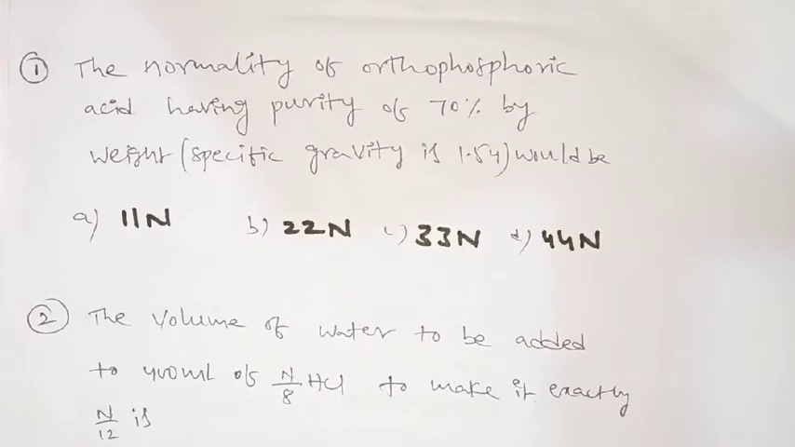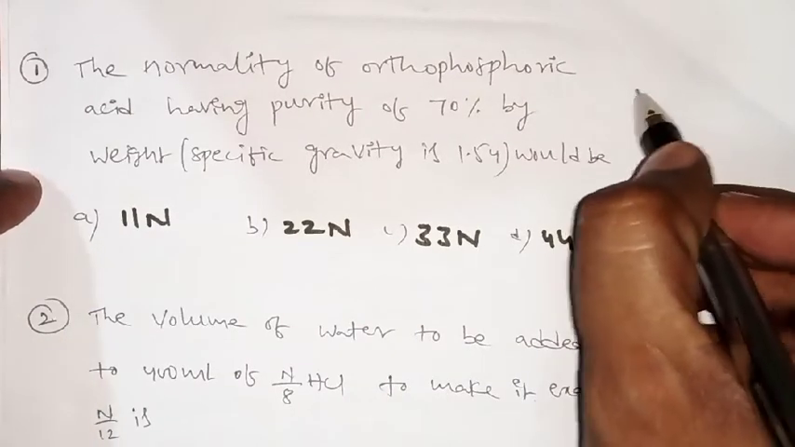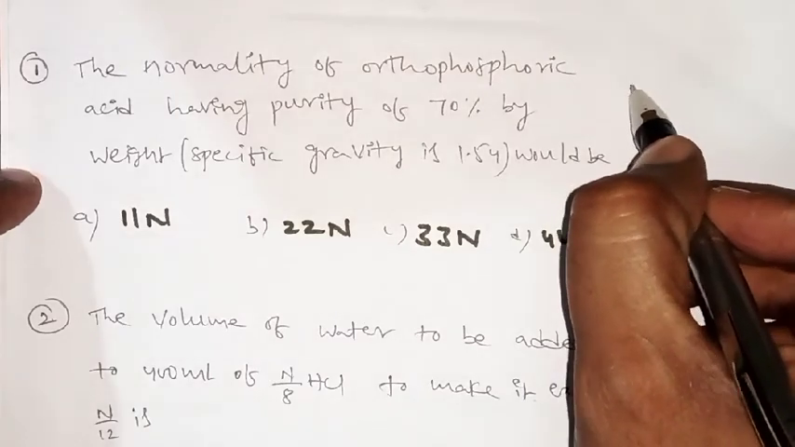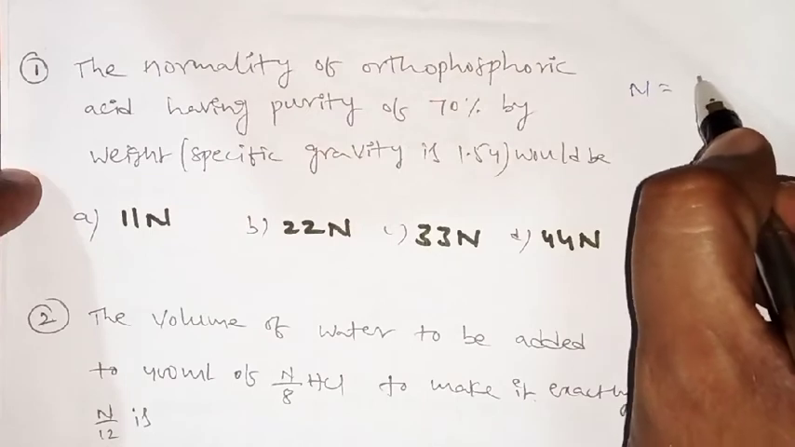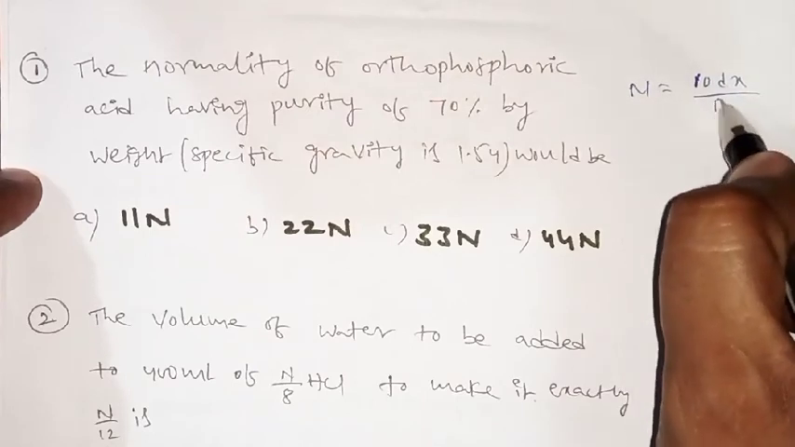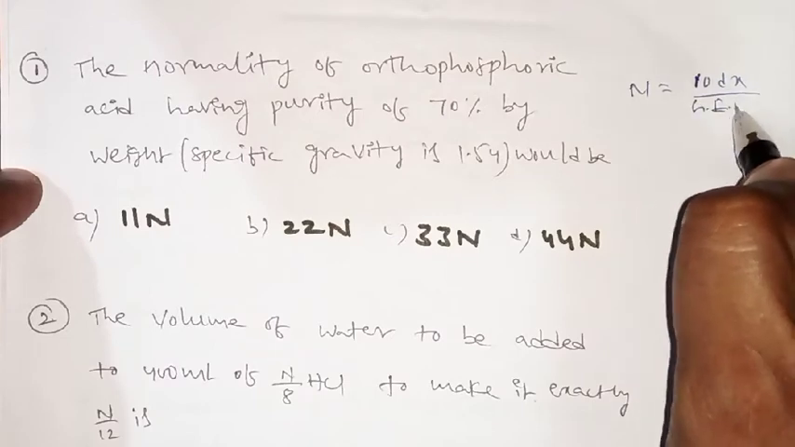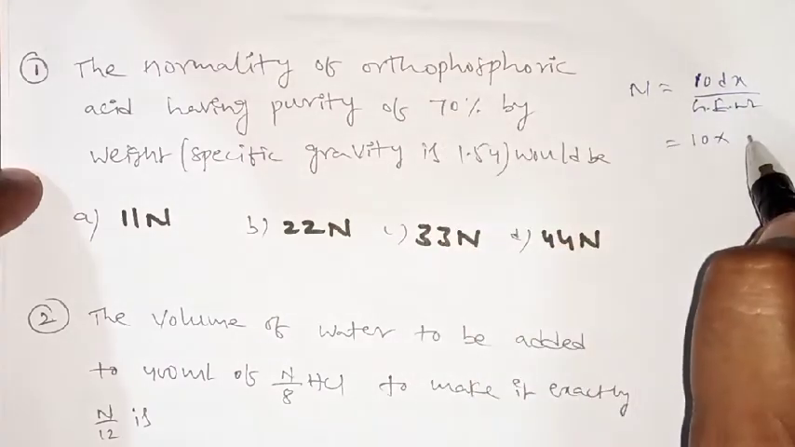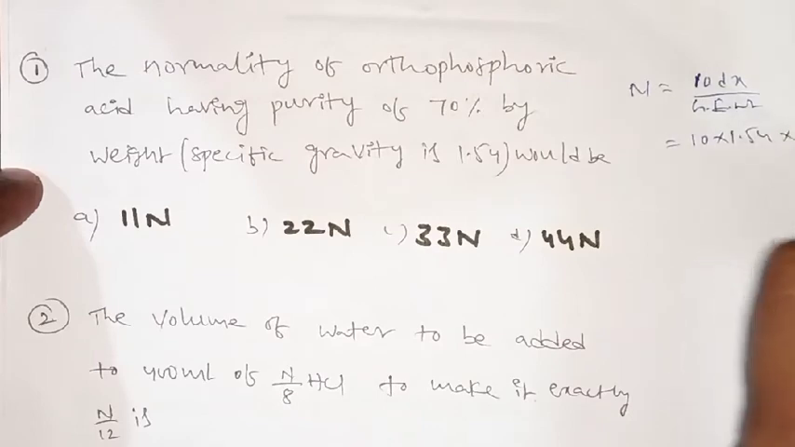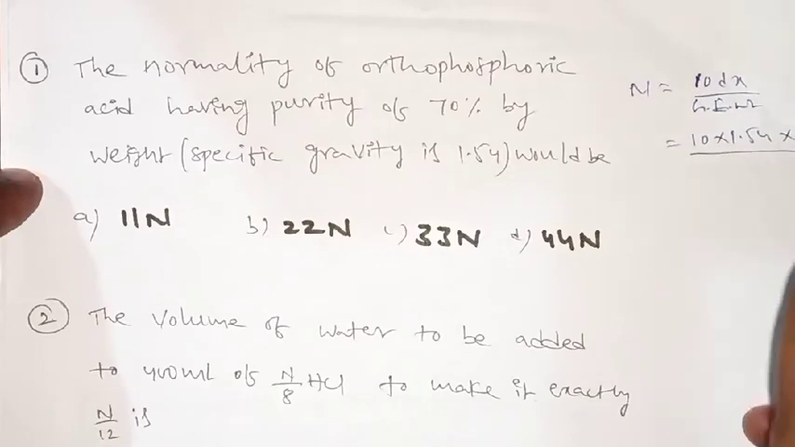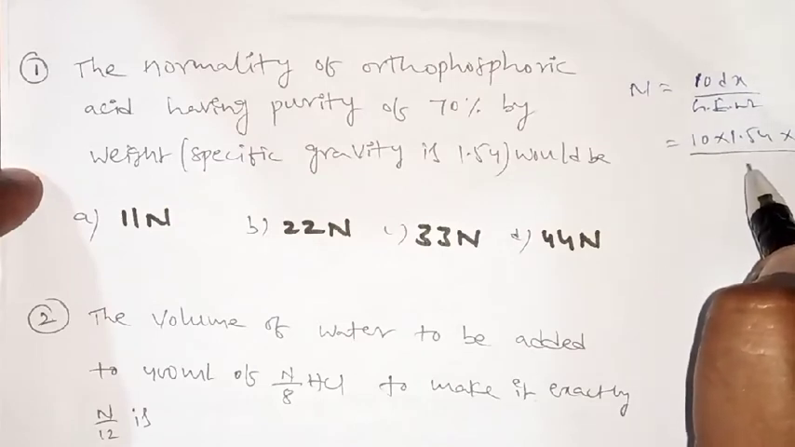In the last video lecture also I gave this model. If a percentage is given, then you have to use the formula: normality equals 10 d x divided by its equivalent weight, or gram equivalent weight. So 10 into density, which here is the specific gravity 1.54, x is the percentage of purity, 70%, divided by gram equivalent weight.